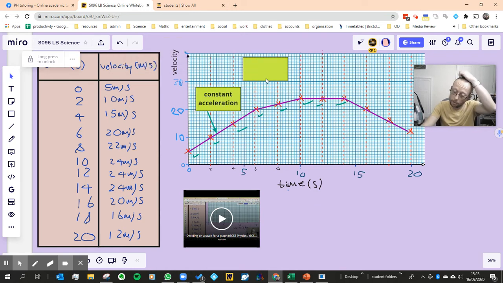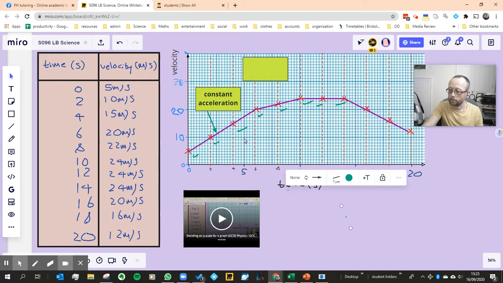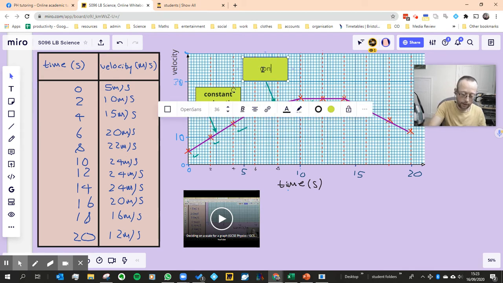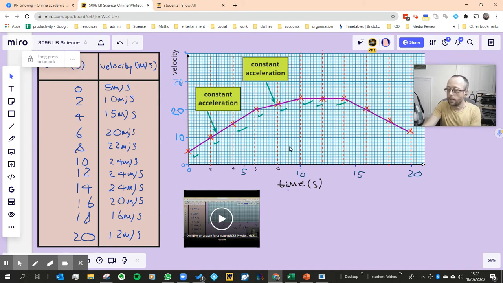If we look at the next one, the next one is also constant acceleration because it's going up by the same amount again, but it's a different constant acceleration. So if I take an arrow and stick that here, this is constant acceleration too. But you can see, look at the results table, it increases after 2 seconds by 2 meters per second. So it's a lower acceleration, isn't it?